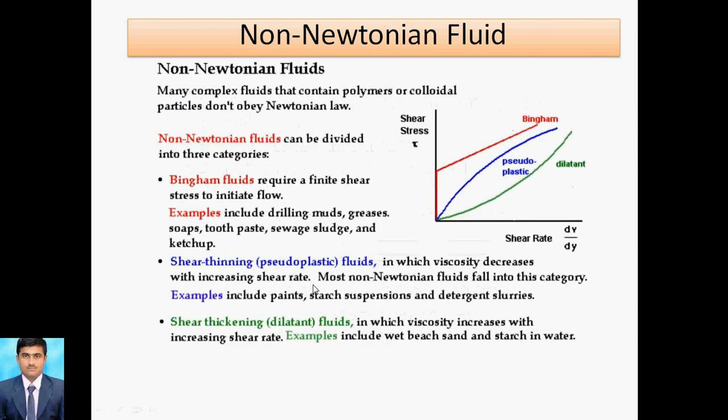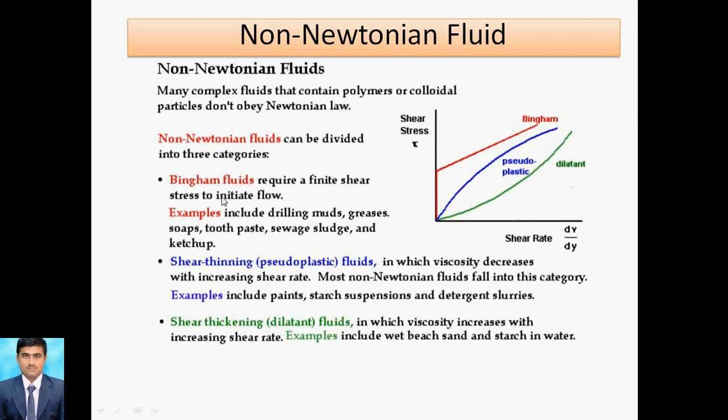Okay. Now next, that is the non-Newtonian fluid. We can explain briefly over here. So in Bingham fluids, a finite shear stress is required initially. Examples are drilling mud, or you can say grease. So it requires more effort initially, and then there is a linear relationship between shear stress and shear strain. Examples, toothpaste also. When you are squeezing it, it requires shear stress initially, and then it obeys that law, shear stress to shear strain. Again, examples are sewage sludge, ketchup.